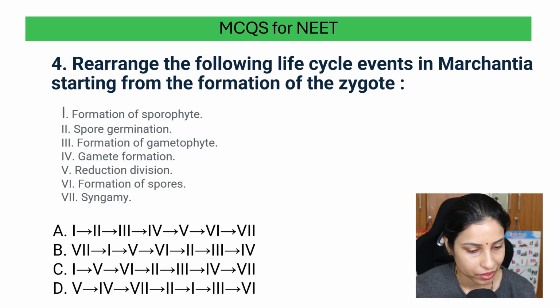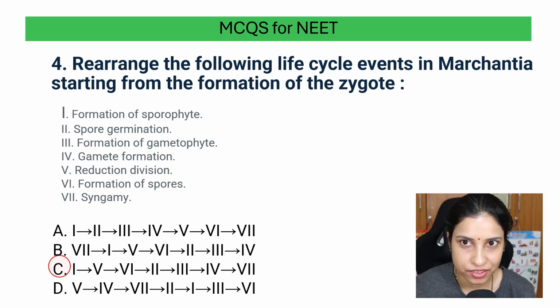Then the fourth statement is gamete formation. Gametophytes are growing. They form male and female gametophytes, either as separate plants or in the same plant on different branches. So gametes are formed. Then the seventh statement is syngamy, that is, the gametes are united and then give rise to the zygote. That is the next one. So the correct option is C.